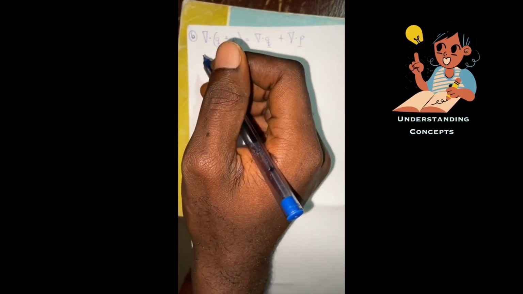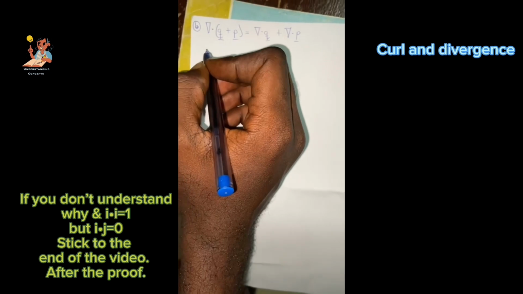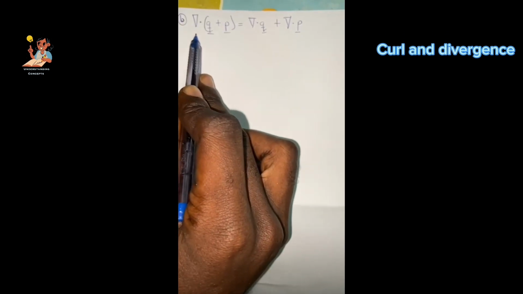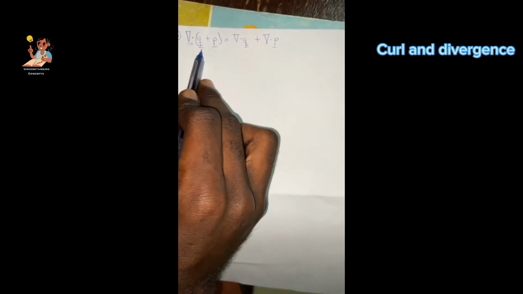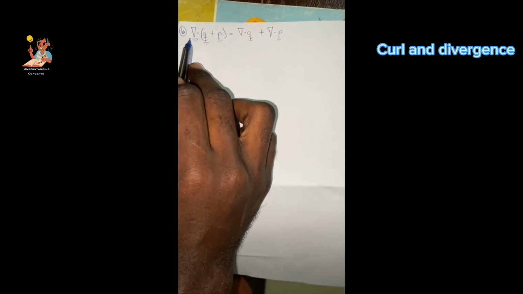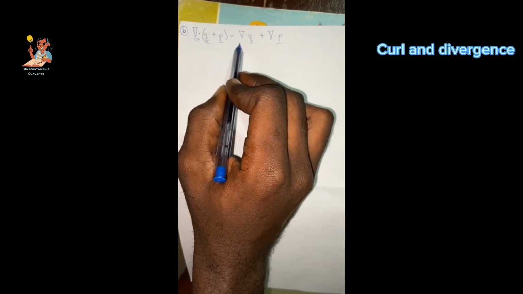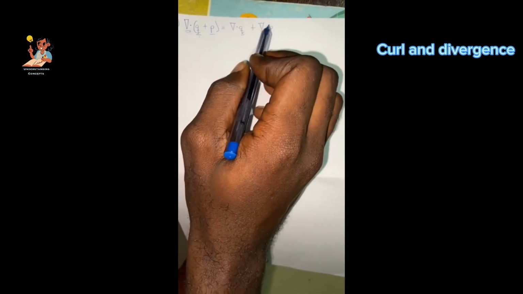Okay, so in the previous video we solved practice 4 question 2a. Now I'm going to solve question 2b. It says this is a del operator, and then this is a summation of vector field Q and vector field P, and they're saying that we should prove that this dot product is equal to the divergence of Q plus the divergence of P.